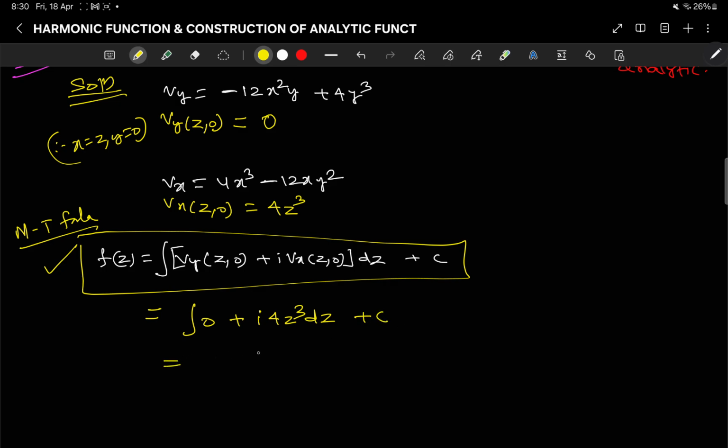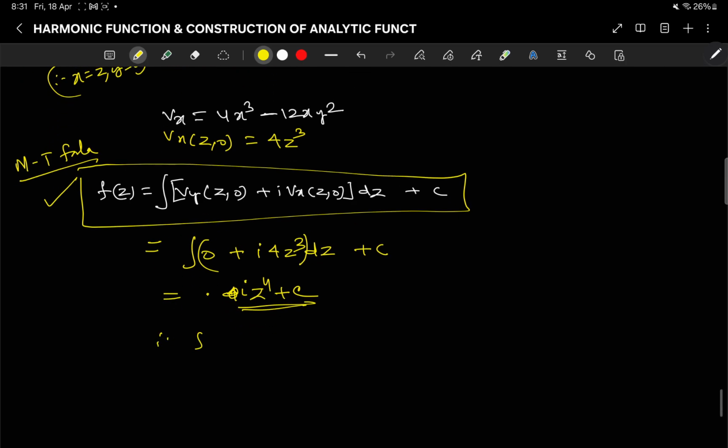So this is equal to i 4 z fourth by 4, it is i z fourth plus c, right? So therefore f(z) is i z fourth plus c. So this is your answer. It is not asked to find what is your u, right? So this is your answer.